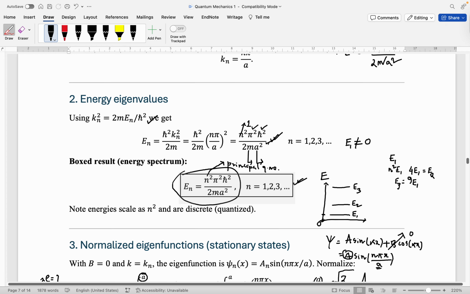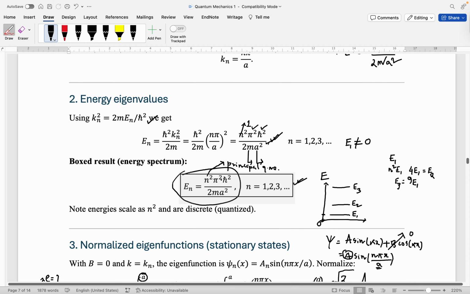So what do we observe here? That n is not 0, n will always start from 1, talking about the first energy level, second energy level and so on. Ground state, n is equal to 1. Ground state, n is not equal to 0. So if n is equal to 1 is the ground state, that means n will become 1 here.